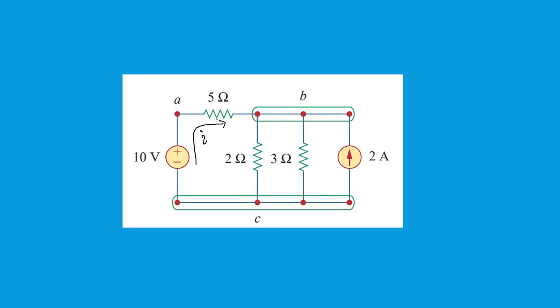Next you can see here a 2 ohms resistor, a 3 ohms resistor and a current source of 2 amperes connected between the same nodes. You can see they are connected between B and C, and the voltage drop across them will definitely be equal. We'll try to see what it means to have an equal voltage drop. Okay, so now moving on to this.